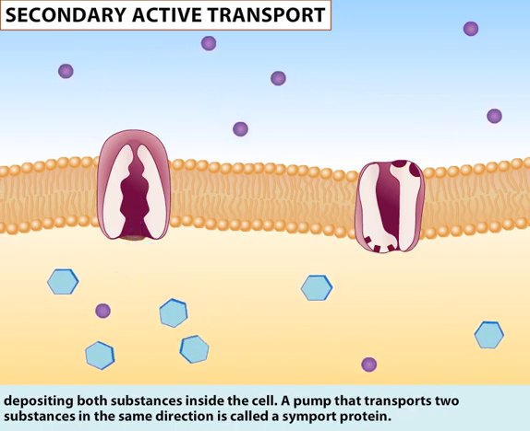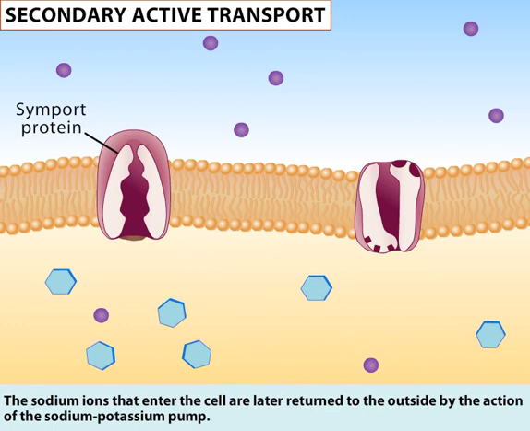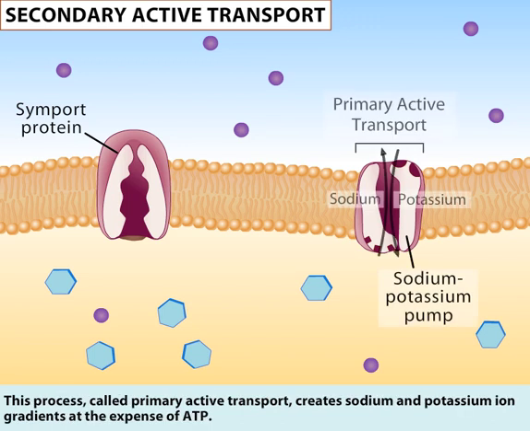A pump that transports 2 substances in the same direction is called a symport protein. The sodium ions that enter the cell are later returned to the outside by the action of the sodium-potassium pump. This process, called primary active transport, creates sodium and potassium ion gradients at the expense of ATP.